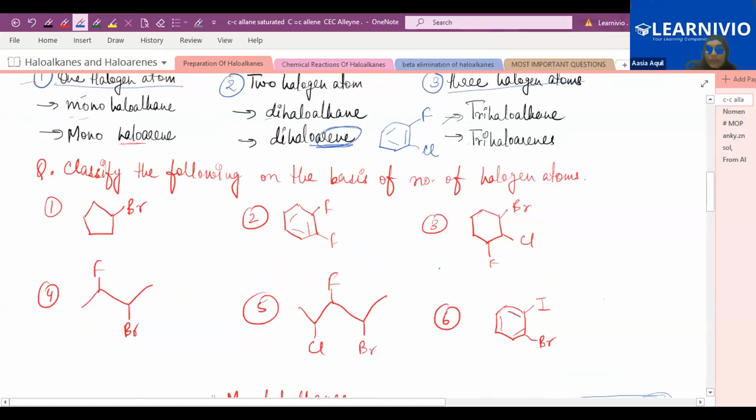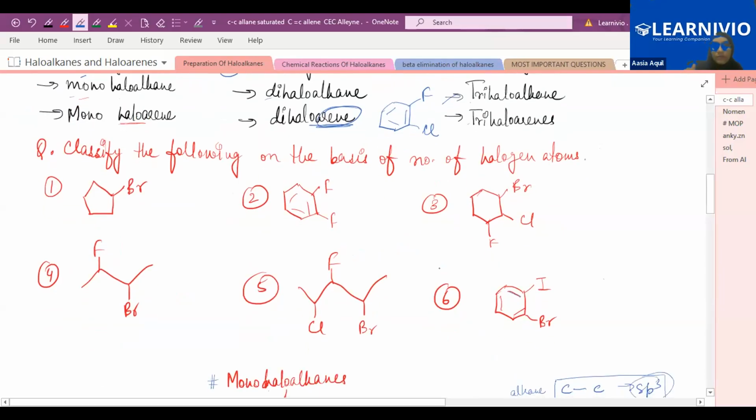See this question. We have to classify the following on the basis of the number of halogen atoms. So tell me, Aneesha, the first one, which classification is it? Monohaloalkane. Yeah, it's a monohaloalkane. The second one, dihaloarene. Yeah, it's a dihaloarene. Third one, trihaloalkane. Yeah, you can write the word halo.